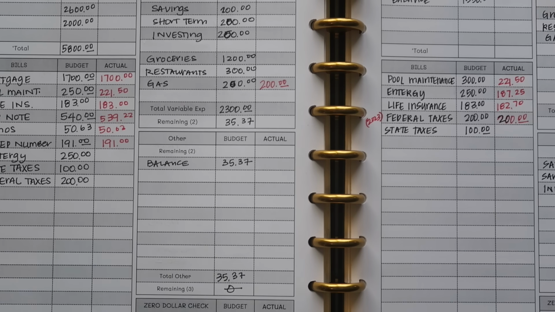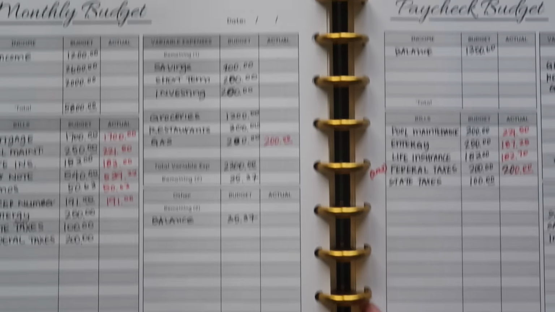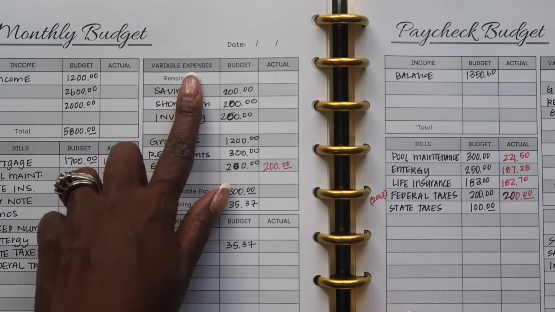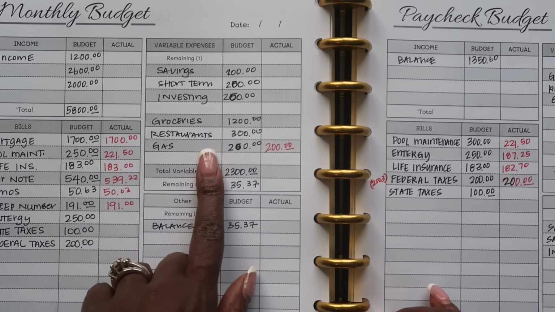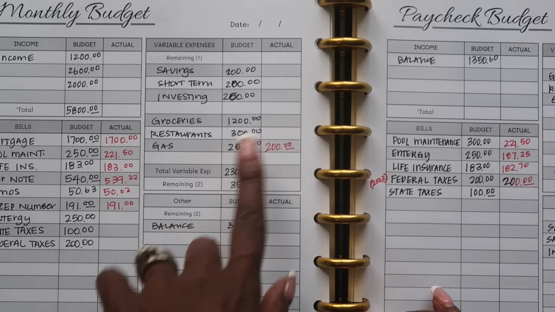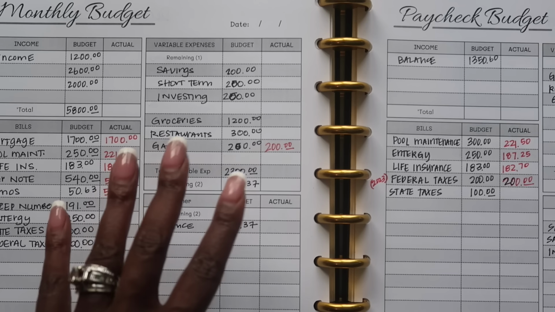So I like to keep my expenses in two different areas. I have this area here that is called variable expenses. So right after my bills, I will write down all of my variable expenses and I will keep track of how much I have spent there on my monthly budget page.